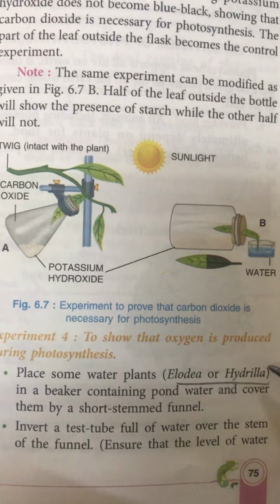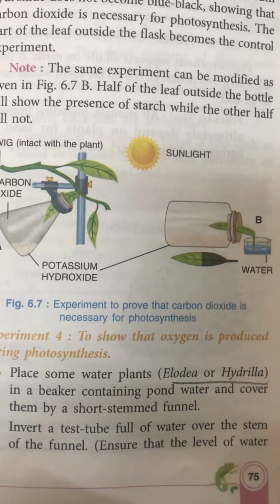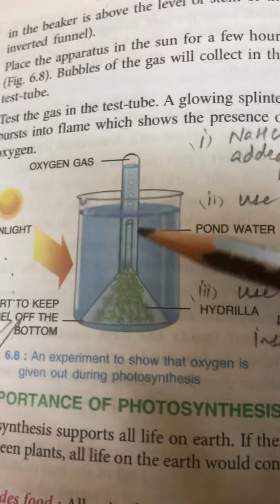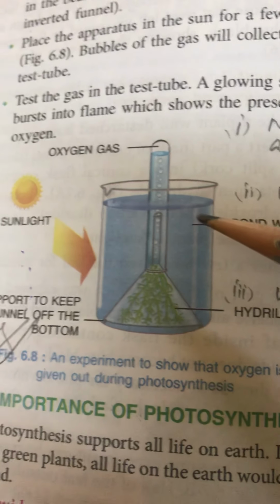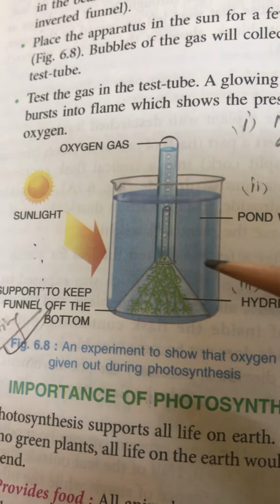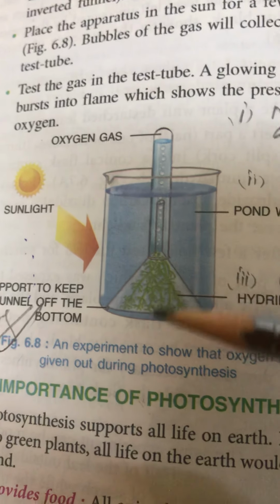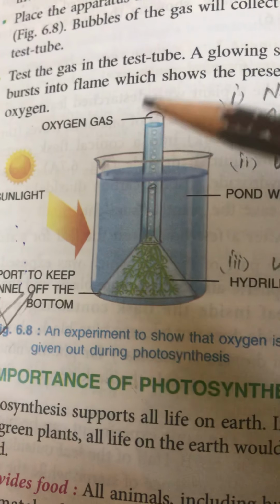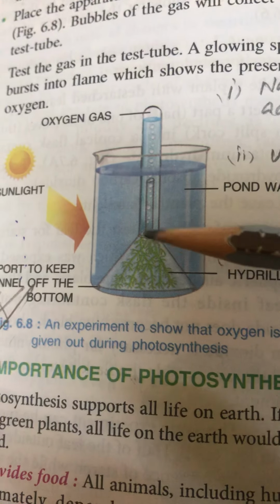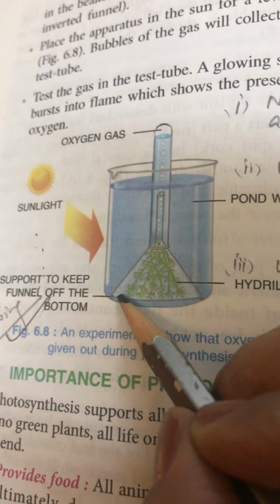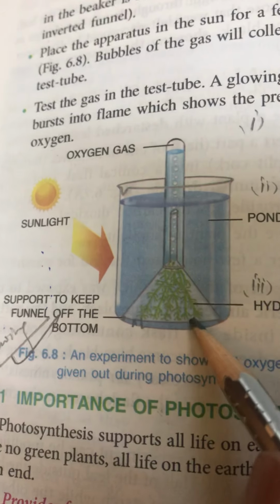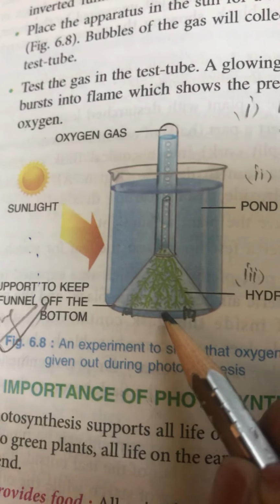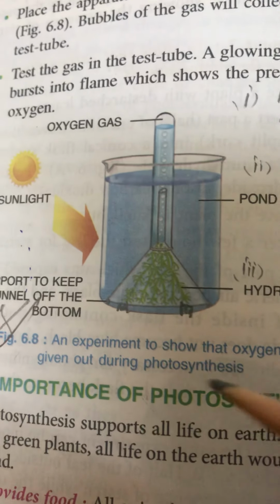You need some twigs of either of these plants, some pond water, a test tube, and a funnel, and set up the experiment as shown here. We take a beaker and fill it with pond water. Here we have taken a Hydrilla plant, inverted a funnel over it, and over the stem of the funnel we have inverted a test tube. Although it is not shown, wooden blocks are placed in this experimental setup so that a slight space is left for water to enter.